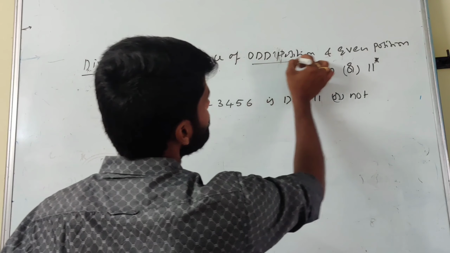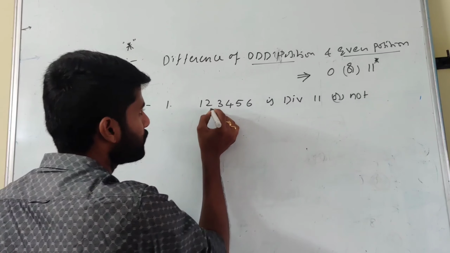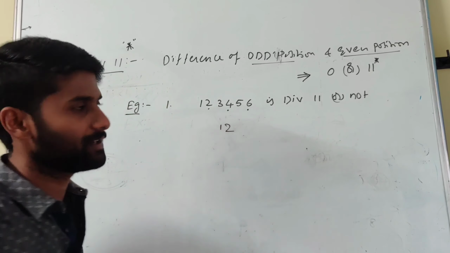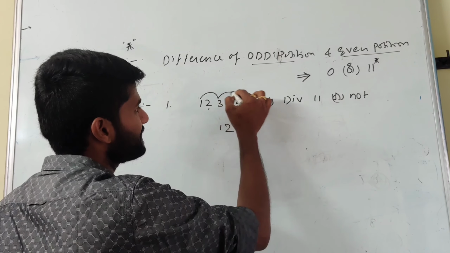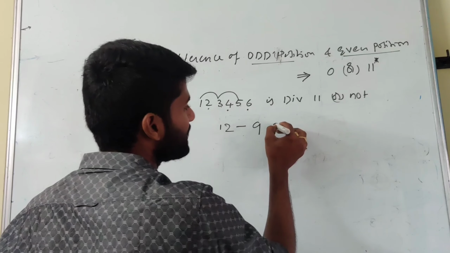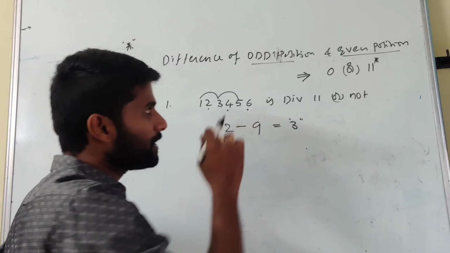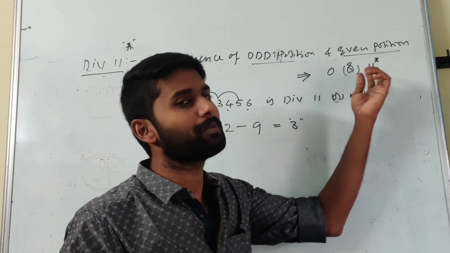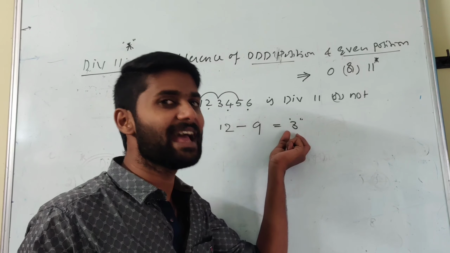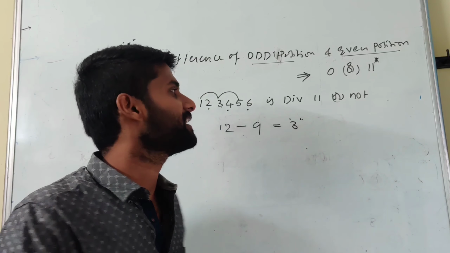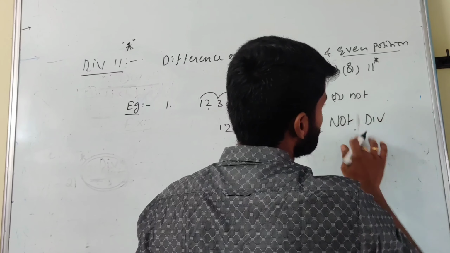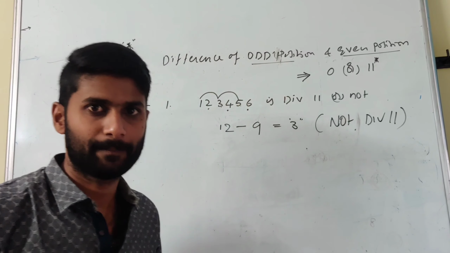focus on the odd positions and even positions difference. See, even positions means 2, 4, 6. The entire resultant is equal to 12. And same thing, 1 plus 3 plus 5. The entire resultant is equal to 9. The difference is equal to how much? 3. According to the rule, the difference should be either 0 or a multiple of 11. If you get that, the number is divisible by 11. But we get 3 as a resultant. If you get 3 as a resultant, definitely this number is not divisible by 11. So that is question number 1.